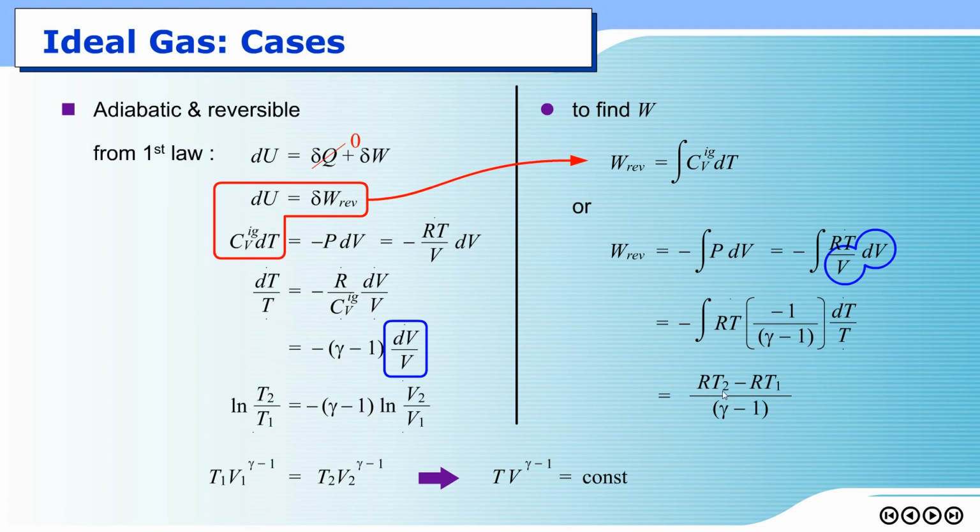Please notice that if you apply the ideal gas law, RT is equal to PV. So we can either express the work as R T2 minus R T1 over gamma minus 1, or in terms of pressure and volume. Whether you should use this term or this term depends on the information you have in your hand.